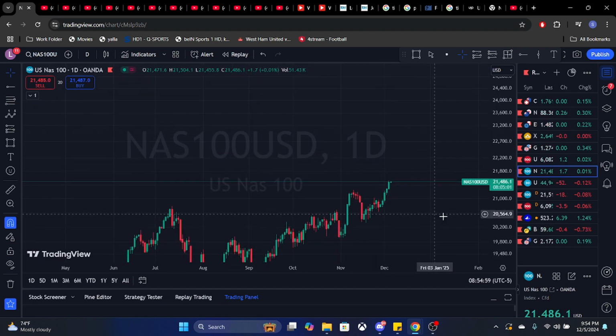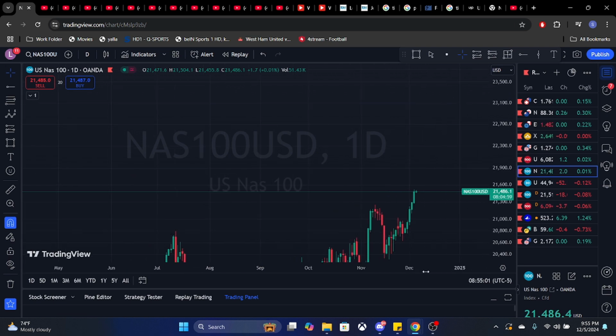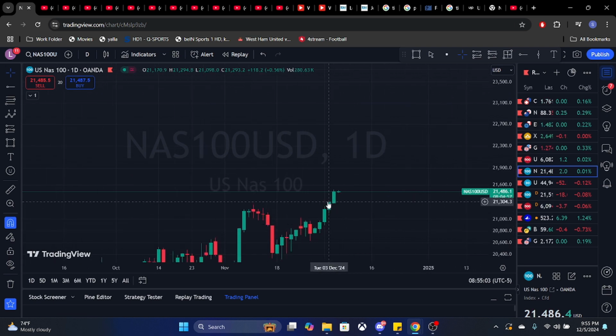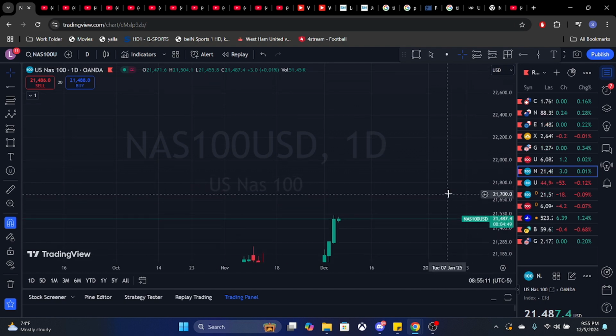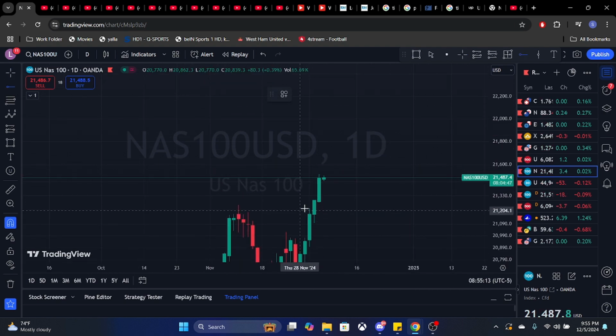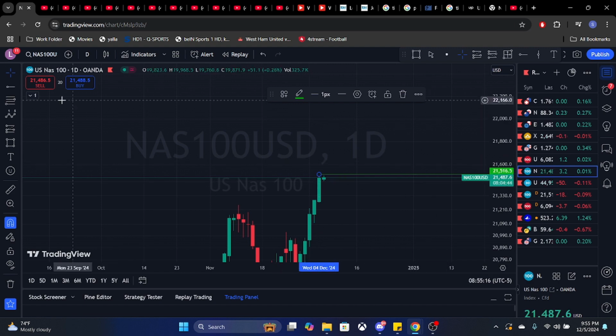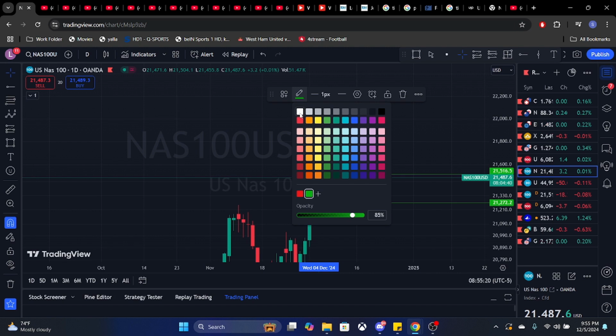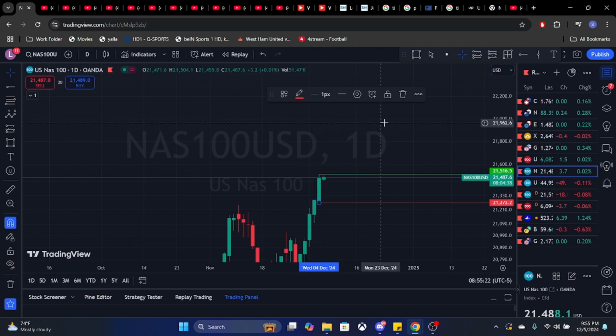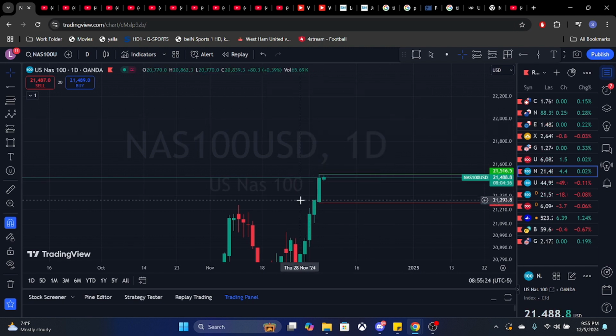Last night, or yesterday, we did take Tuesday's high, and then Wednesday was an expansion. Right now, what I'm looking for is to see how we react in these two areas. So recent highs and lows are sensitive areas where we can look for any kind of reaction.